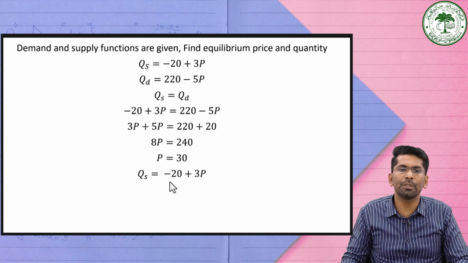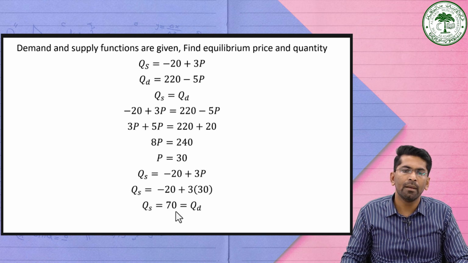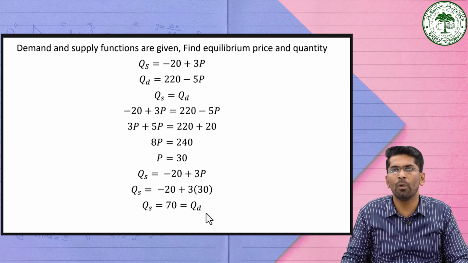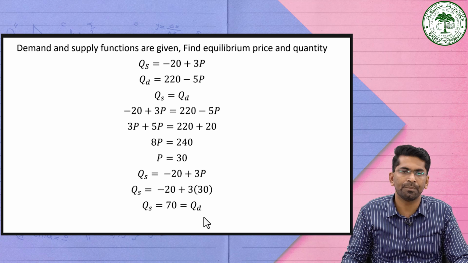So here the supply function is minus 20 plus 3p. So p is here 30. So it will become minus 20 plus 3 into 30. So it will become minus 20 plus 90, which is equal to 70. So quantity demanded is equal to 70, which is also equal to the quantity supplied as well.